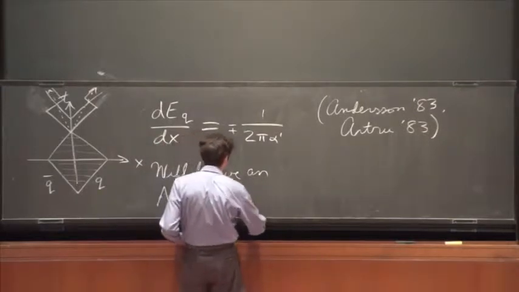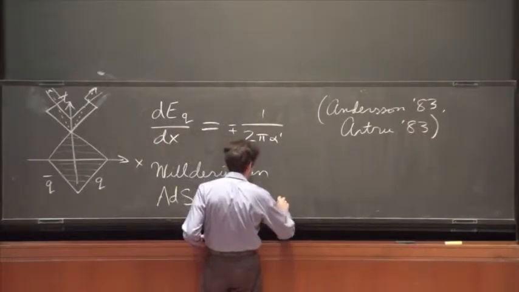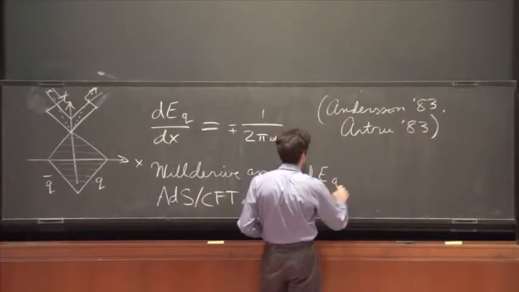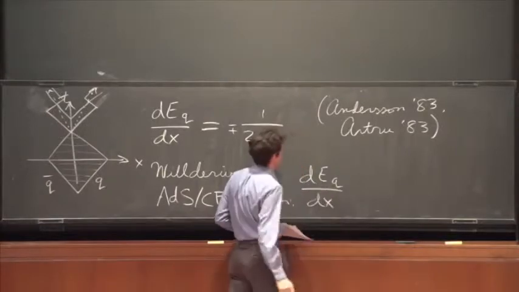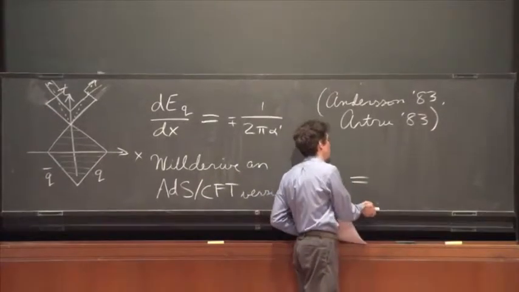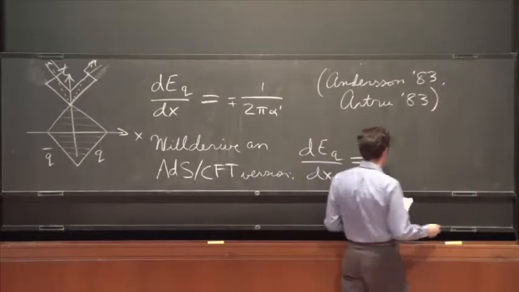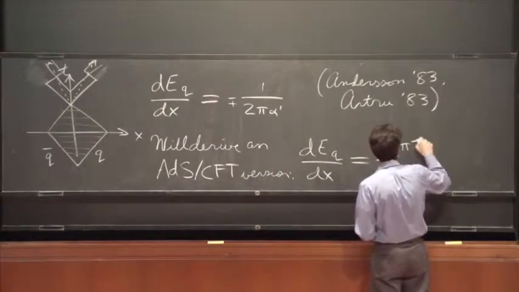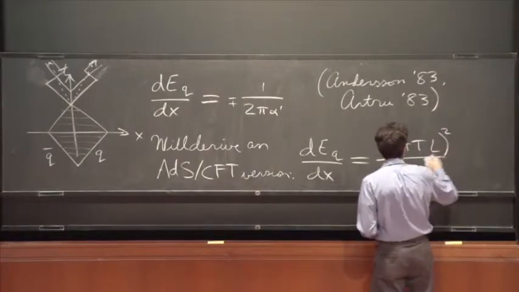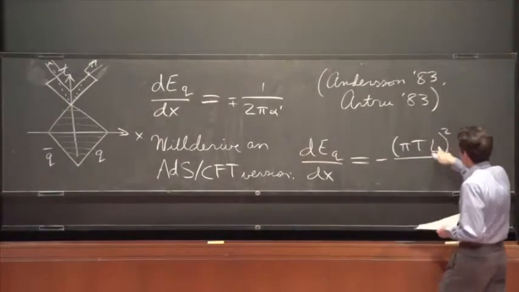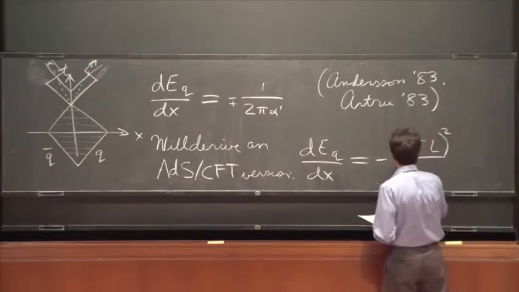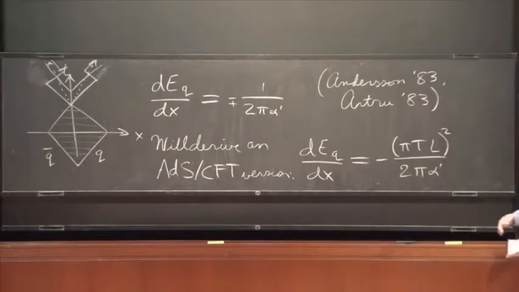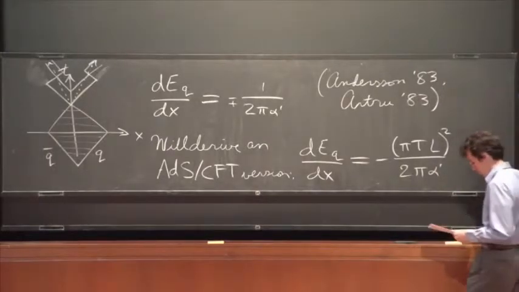I'm going to derive an AdS/CFT version of this, which will take the form of energy loss by a light quark in a thermal medium, and it's going to look like this. T is the temperature of the medium, of course. L is going to be the radius of AdS. It can be combined with alpha prime to give you a factor of the 't Hooft coupling, as we will review.